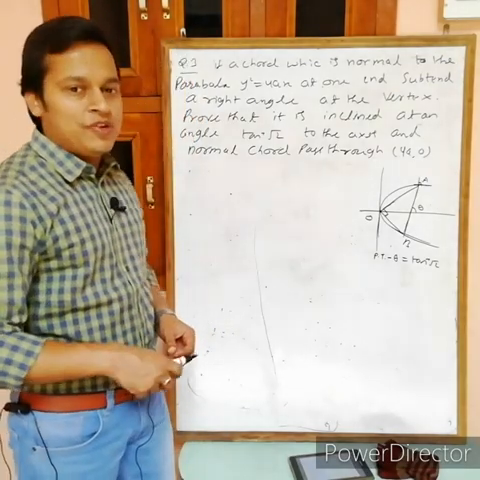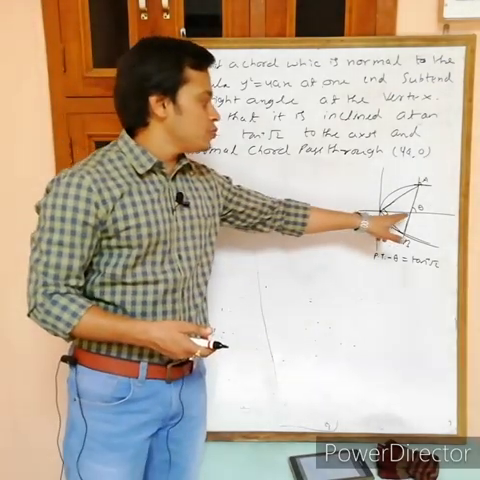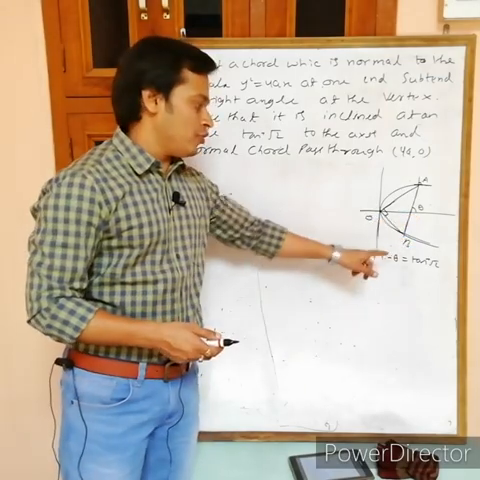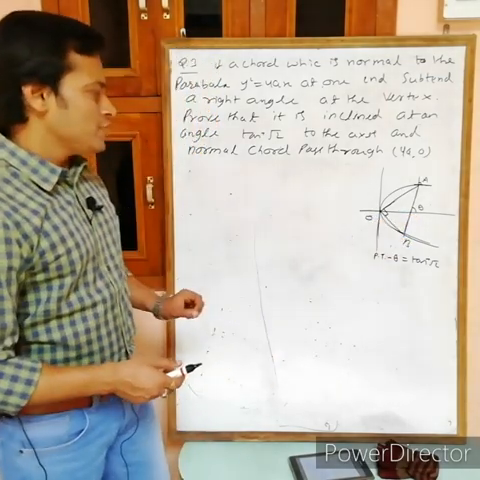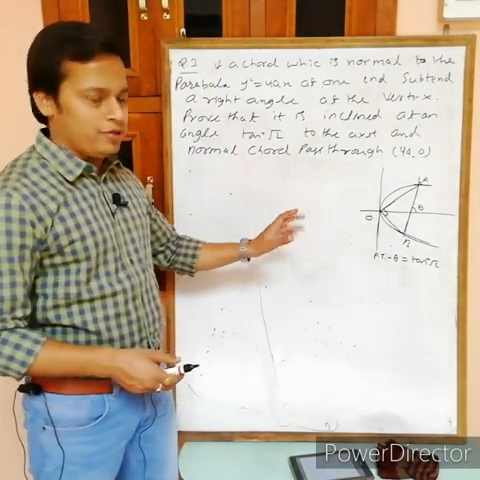4a comma 0 obviously lies on the x axis. It means this point is (4a, 0). First we have to prove this one. Now, let me complete the question.